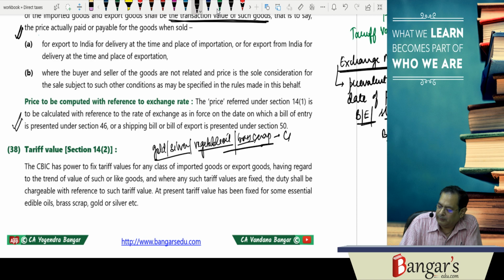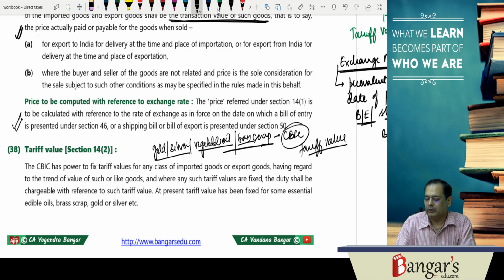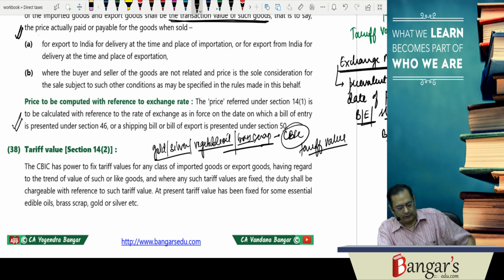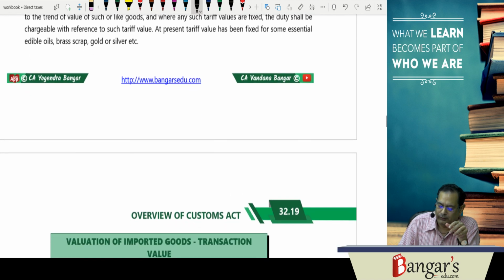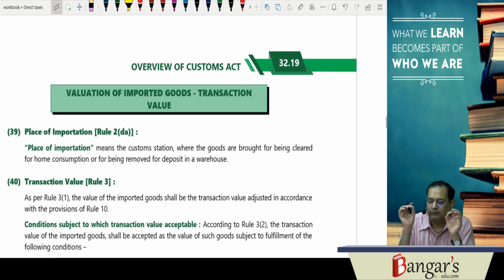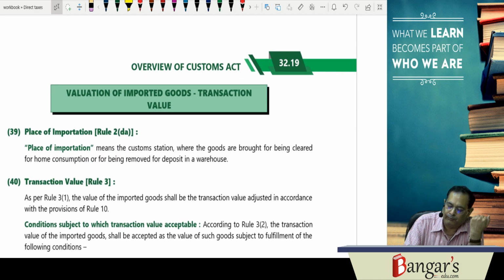Here CBIC has the power to fix tariff values of any articles which are specified in the first schedule and the second schedule. And if a tariff value is fixed, then the duty will be charged on the basis of the tariff value, irrespective of their transaction value. Now as we have seen, for this purpose they have framed the valuation rules for import as well as export.